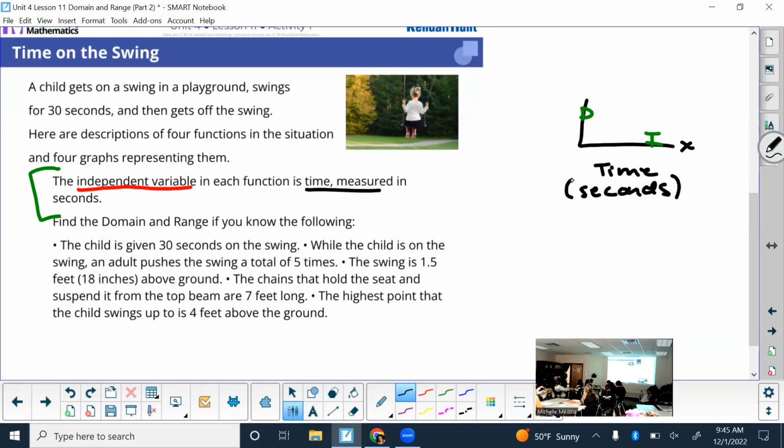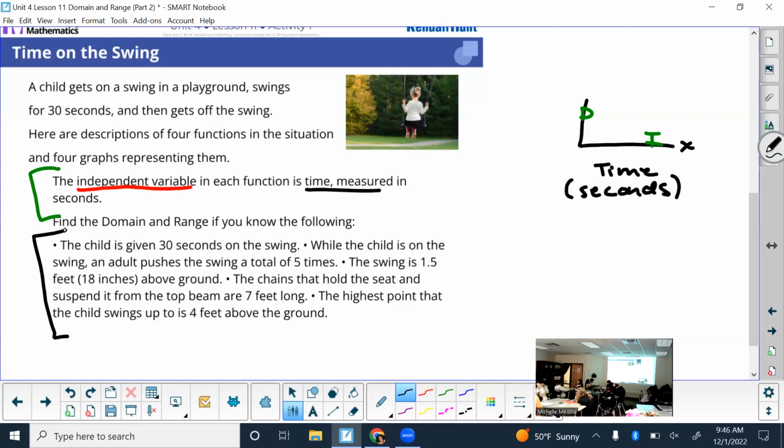Then when you're doing the activity, you'll have to figure out what the y-axis will be labeled as using the description. Then you'll find the domain and range given the following information. So here's what you will refer back to if you don't know what to label your axis. The child is given 30 seconds on the swing. While the child is on the swing, an adult pushes the swing a total of 5 times. The swing is 1.5 feet or 18 inches above the ground. The chains that hold the seats and suspend it from the top beam are 7 feet long. The highest point that the child swings up to is 4 feet above the ground. Okay, so that's just some background information.